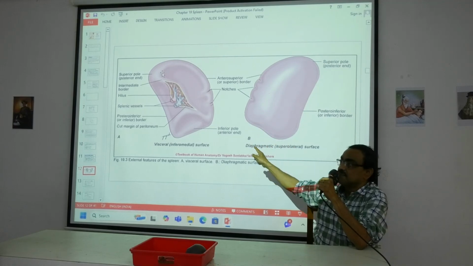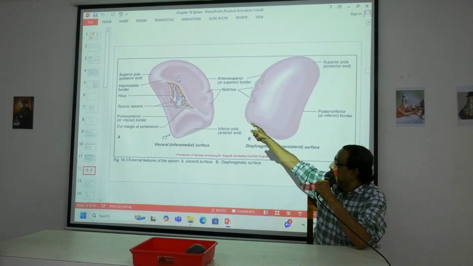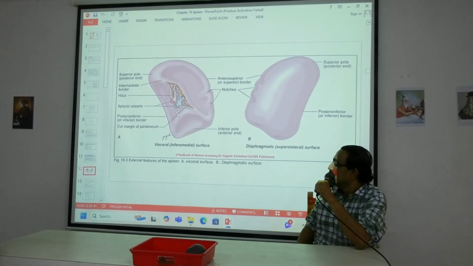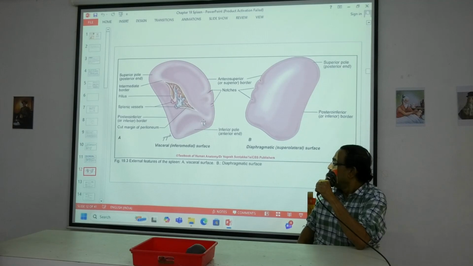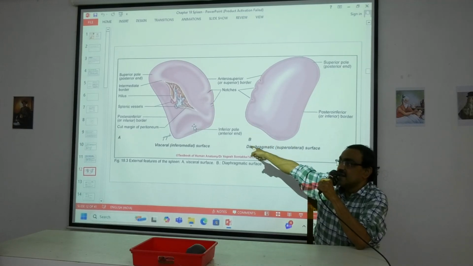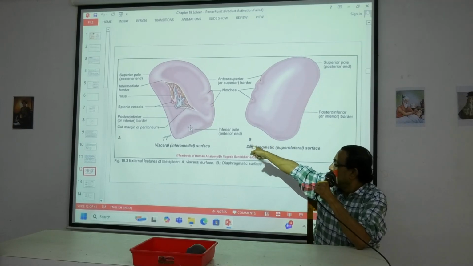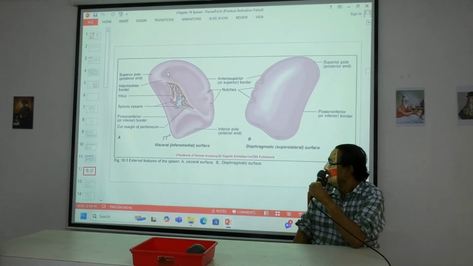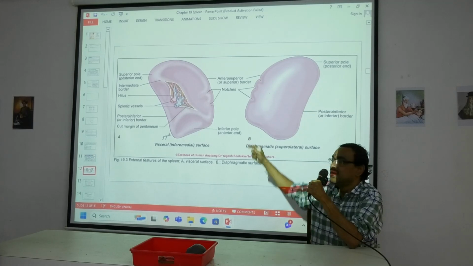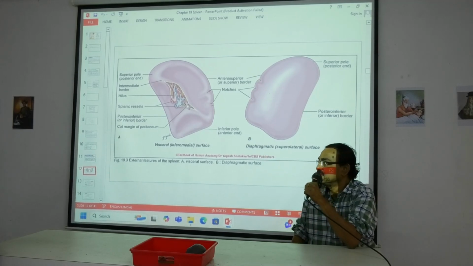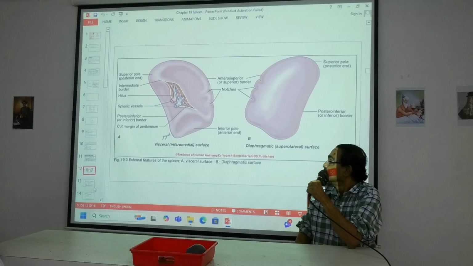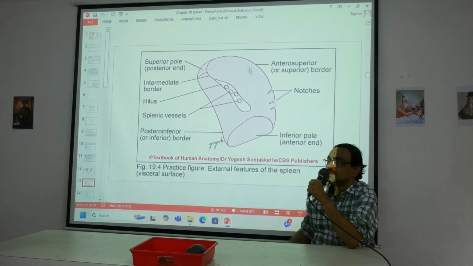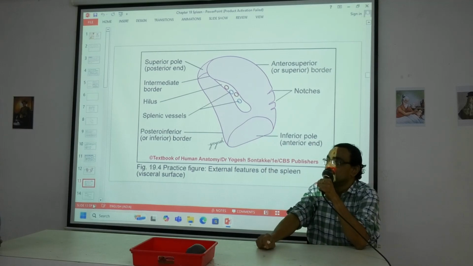The area bounded by the superior border and the hilum is the gastric impression. Between the inferior border and the hilum is the renal impression. There is the medial end and the lateral end, and between the hilum and the lateral end is the colic impression. Between the hilum and the colic impression, there is a pancreatic impression. This is the schematic picture of the visceral surface.